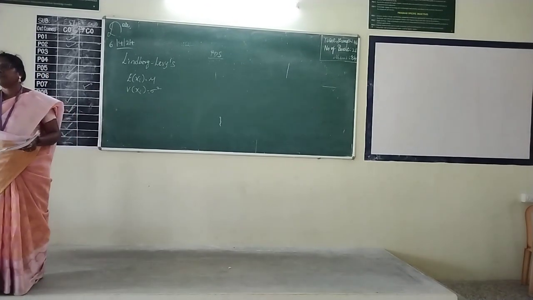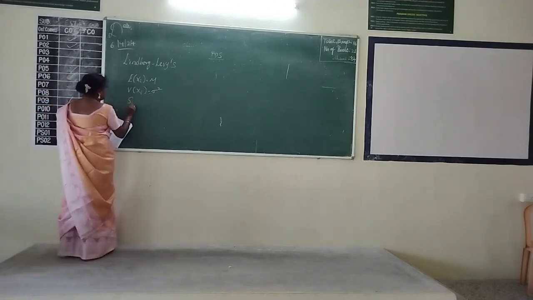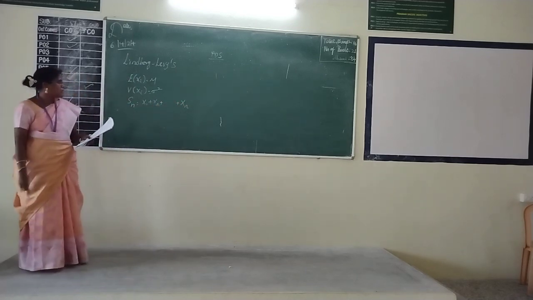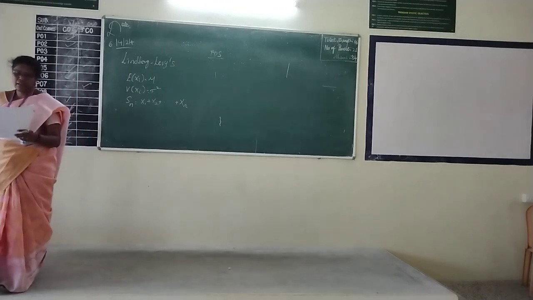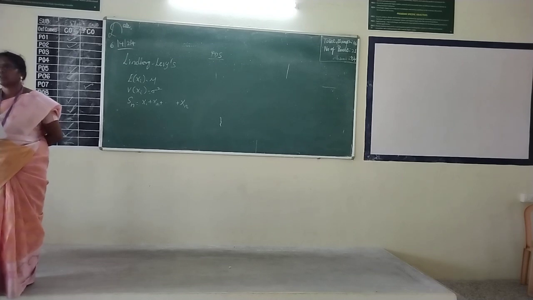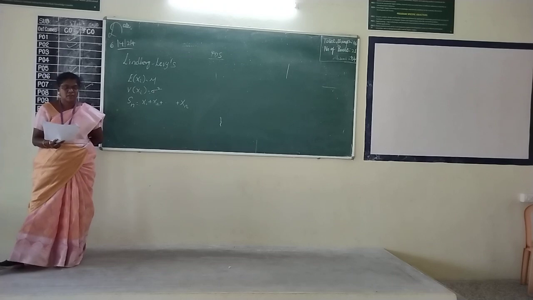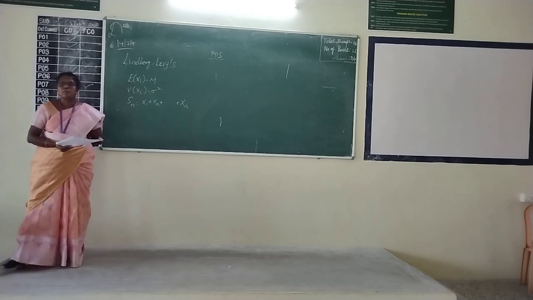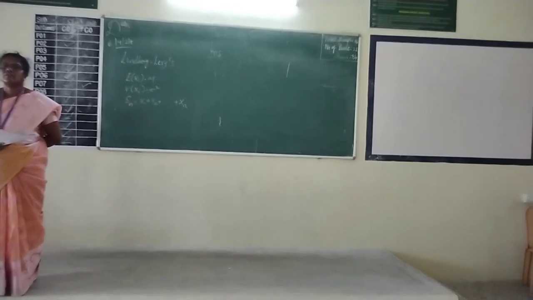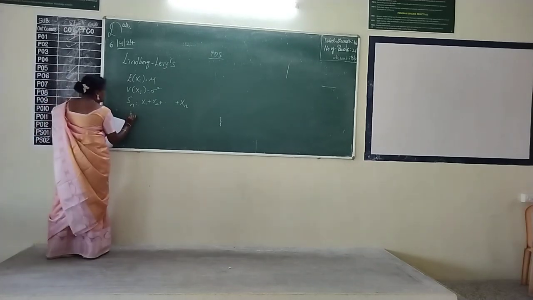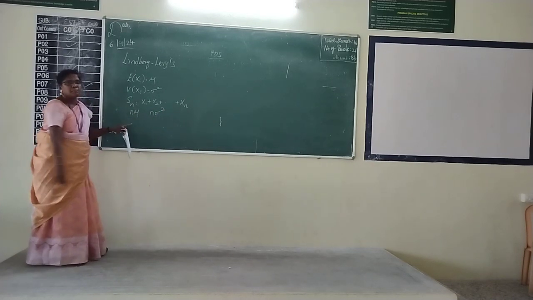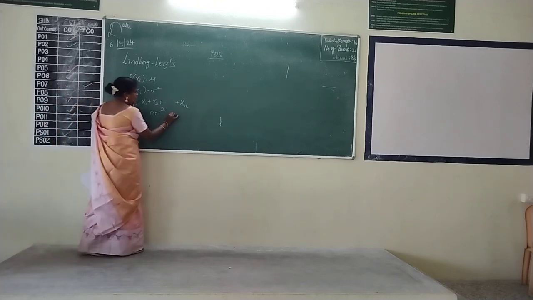And if Sn is equal to x1 plus x2 plus etc. up to xn, then under general conditions, Sn follows a normal distribution with mean n mu and variance n sigma square as n tends to infinity.